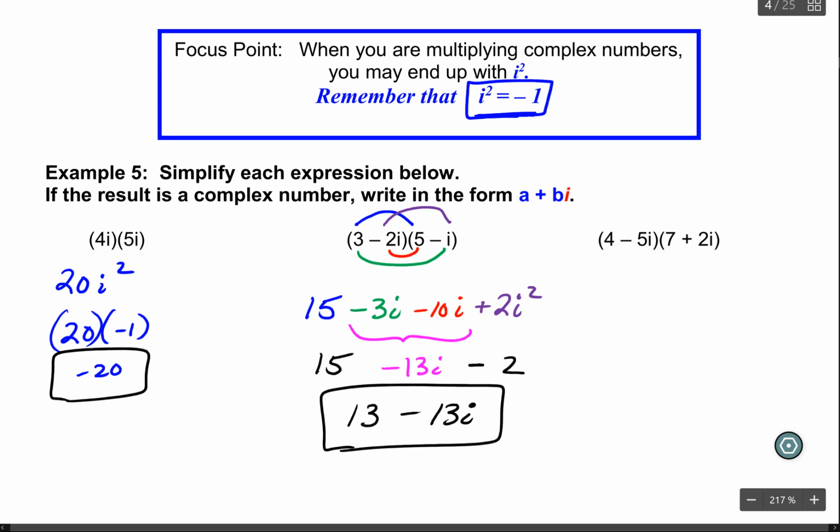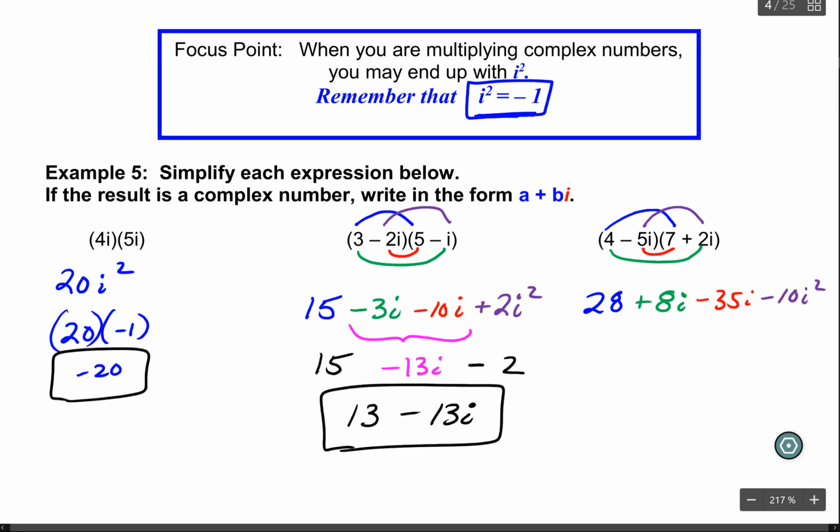Okay, let's move over to our next one. Let's FOIL again. 4 times 7 is 28. Outside, 4 times 2i is 8i. Inside, negative 5i times 7 is negative 35i. And then last, negative 5i times 2i is negative 10i squared.